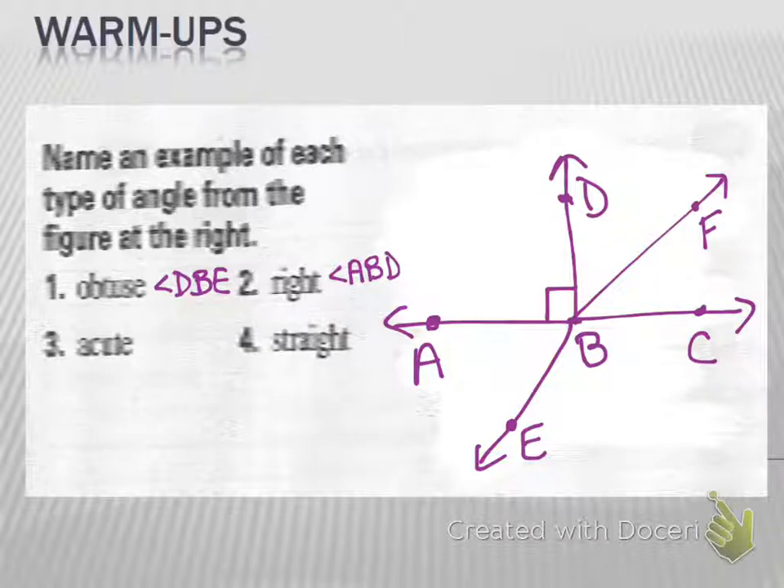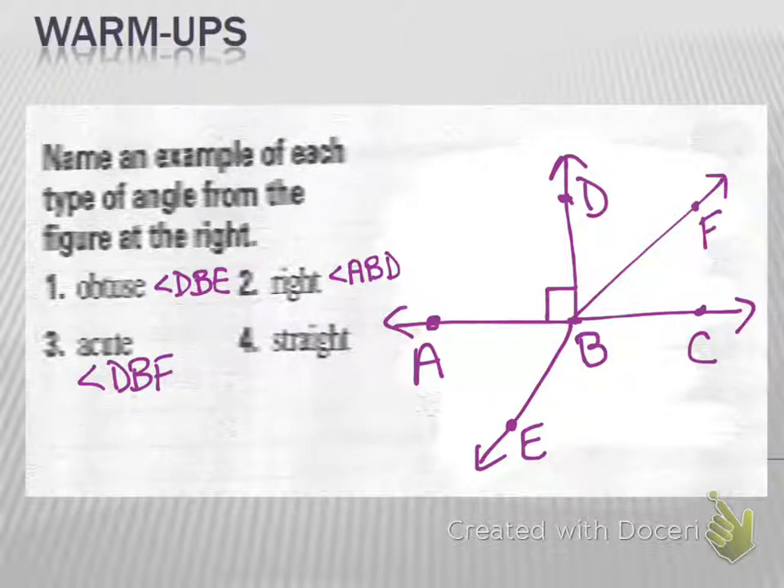What about an angle that appears to be acute? We've got several options. Angel. DBF, yes. Angle DBF appears to be acute. Anybody come up with a different one? Nikitra? ABE appears to be acute. Jaden? FBC. And angle FBC. All of those appear to be acute, so any of those would be correct.